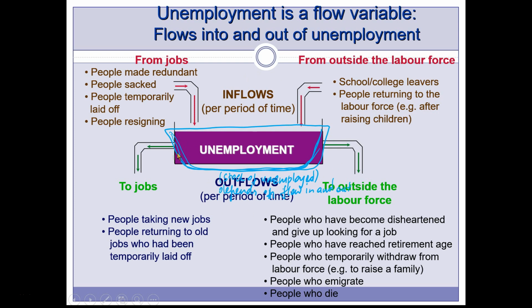And we can reduce the unemployment rate in the society by affecting these flows. In other words, to reduce the unemployment rate, we'll need to reduce inflows. We'll need to slow down the rate with which people lose jobs, for example. And to reduce the unemployment rate, we can also try to affect outflows. We'll need to increase the number of people who leave the pool of unemployed. For example, we can try to help them to find jobs.